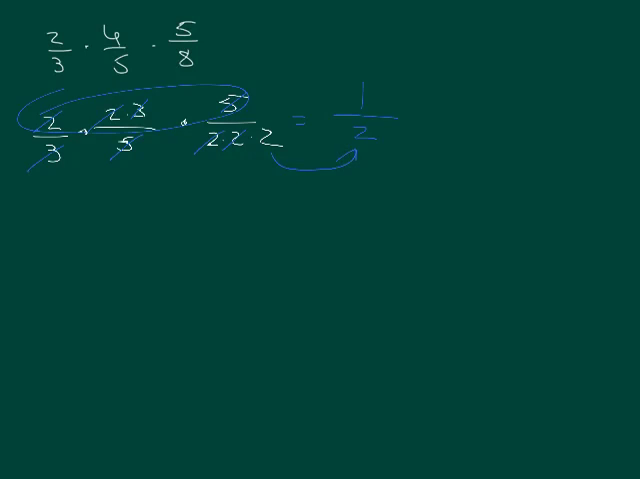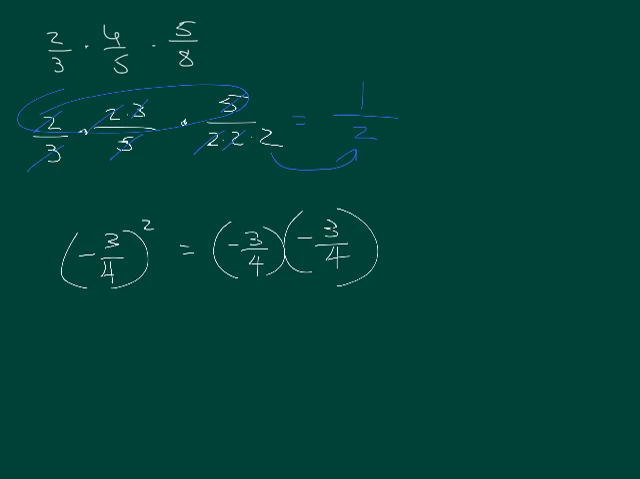Okay, let's look at example 7. We have negative 3/4, and we're going to put that in parentheses and square it. So what that means is we're taking negative 3/4 times negative 3/4. And that's because, if you remember from a few lessons ago, this negative is inside the parentheses, so it's being squared. It's part of the fraction. So therefore I write it like this.